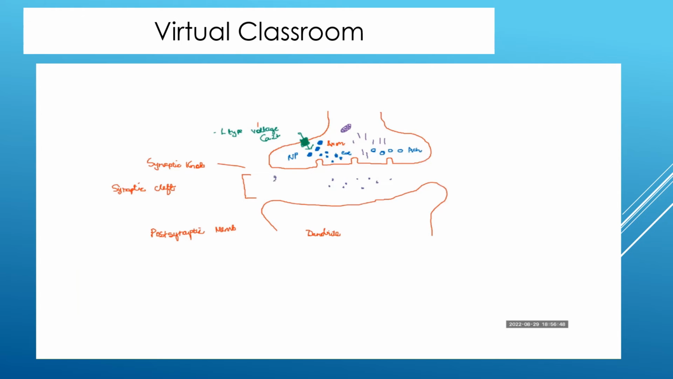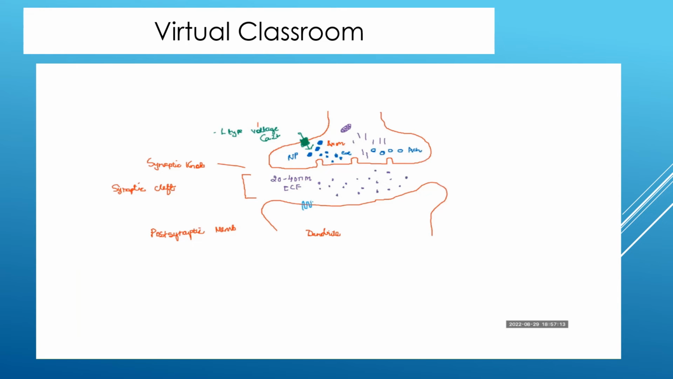I said it is a gap, maybe 20 to 40 nanometers, between the two neurons, and it is filled with extracellular fluid and glycoprotein, and these neurotransmitters are released in this gap. And then we have this postsynaptic membrane. What will be in the postsynaptic membrane? The postsynaptic membrane will have the receptors.